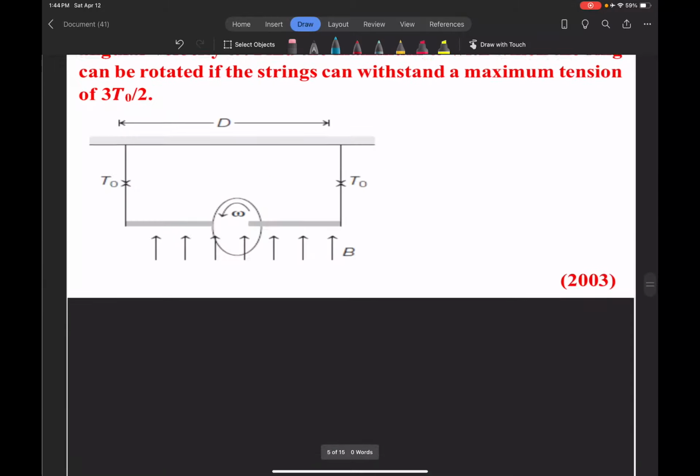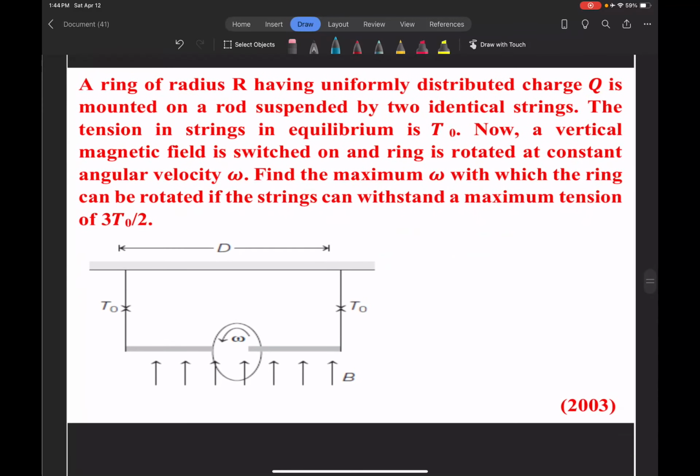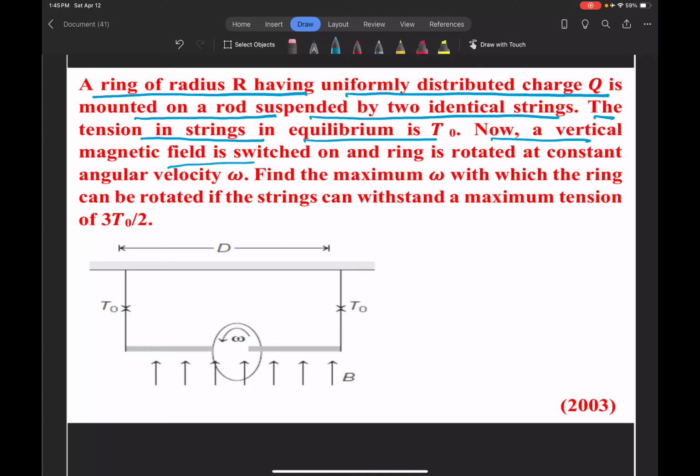And we come to the last part, and in the last part it is said that we have a ring of radius r, with uniformly distributed charge q, mounted on a rod suspended by two identical strings. The tension in the strings in equilibrium is T naught. Now a vertical magnetic field is switched on and the ring is rotated at a constant angular velocity omega. Find the maximum omega with which the ring can be rotated if the string can withstand a maximum tension of 3 T naught by 2.